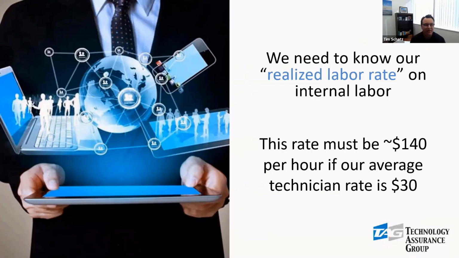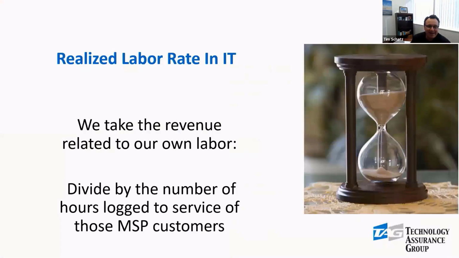Calculating this is a little different than we would normally do when we're doing a voice partnering plan where we don't have a lot of other outsourced costs. We can just take our revenue for a voice partnering plan and divide by the number of hours spent, and we can get an internal labor rate. It's going to be similar with the example I'm about to show you. How do we calculate it in IT?